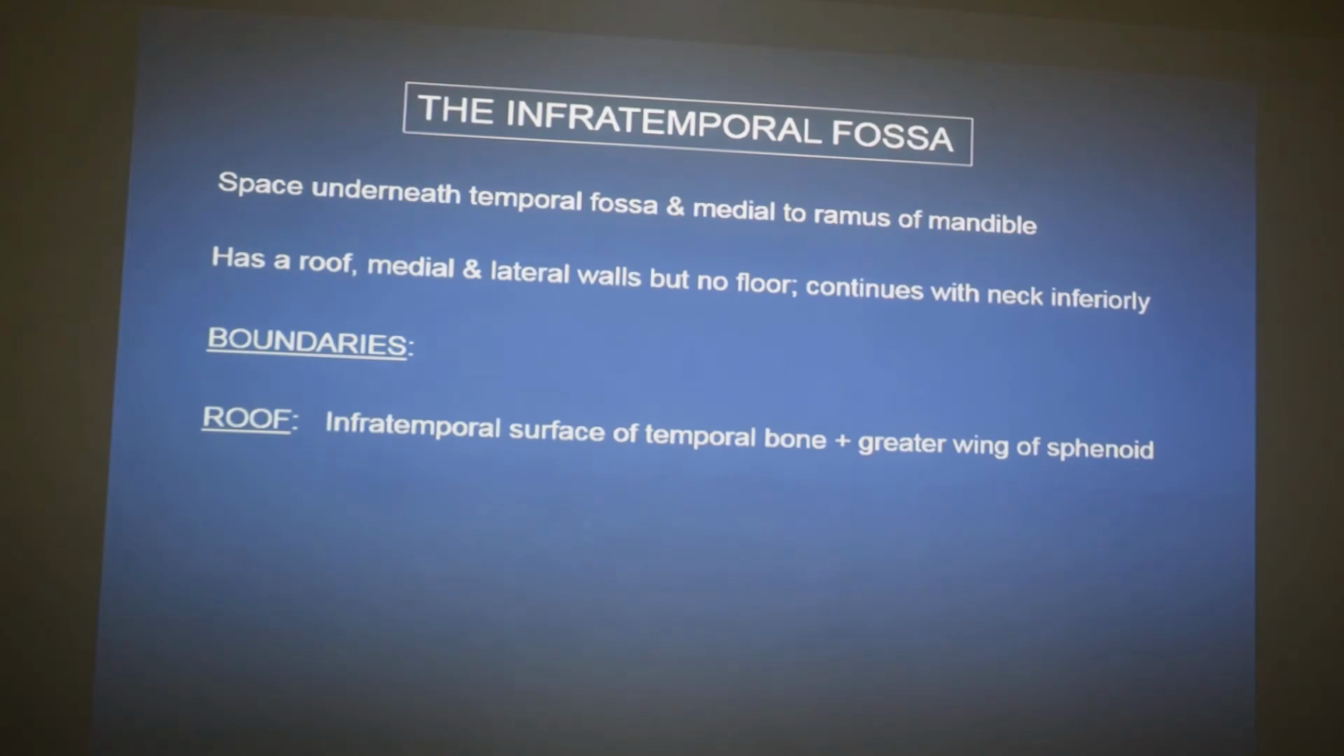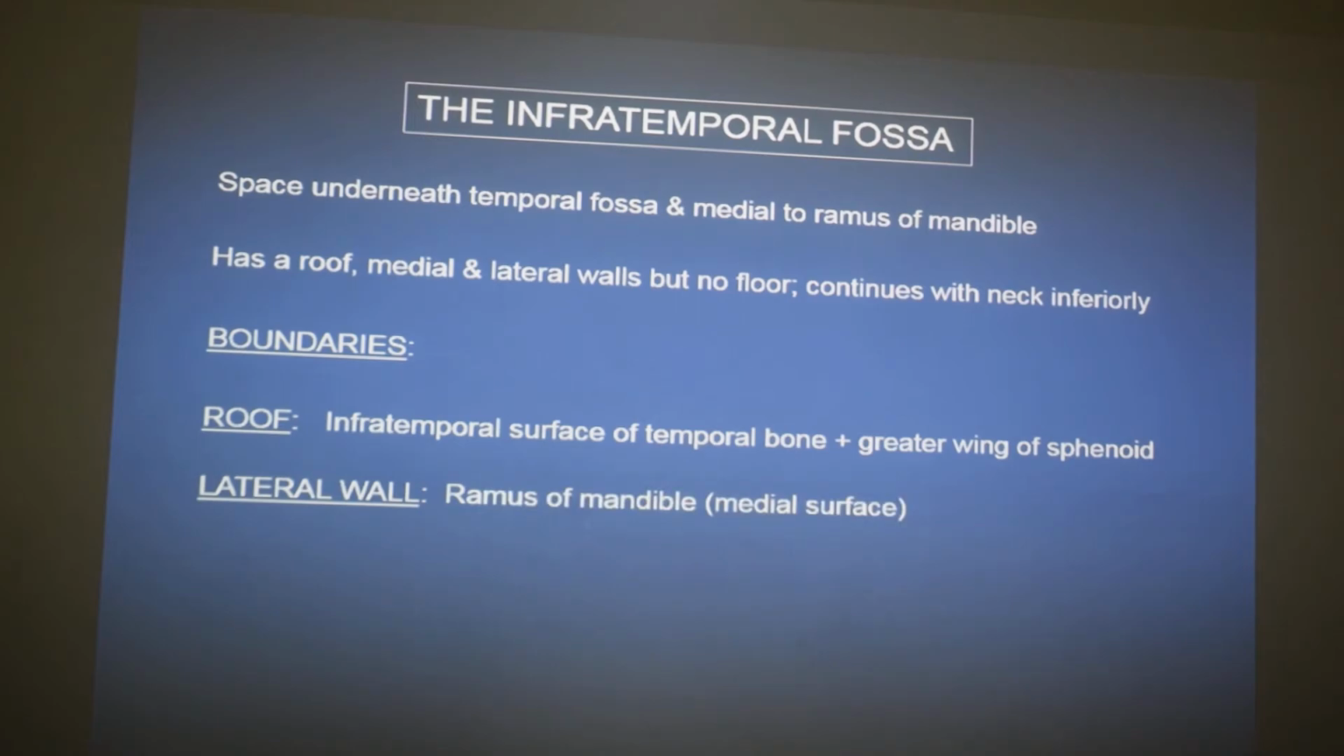We will show you in a minute. Let me just finish the theoretical part, and then we'll show you a lot of pictures. The lateral wall is formed by the ramus of the mandible. Once you remove the ramus of the mandible, you are entering into the infratemporal fossa. So the lateral wall is formed by the medial surface of the ramus of the mandible.